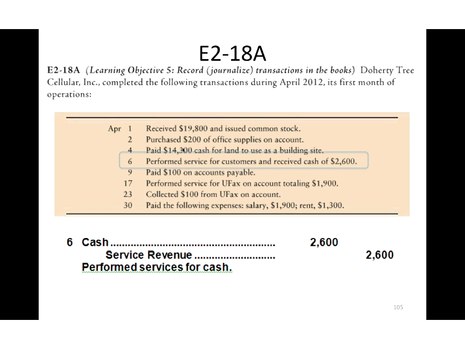So is accounts payable increasing or decreasing? Decreasing, yes. And what kind of account is accounts payable? Liability. Yes, liability. Okay. So then to decrease a liability, what do we do? Debit. So we're going to debit accounts payable for the $100, right?